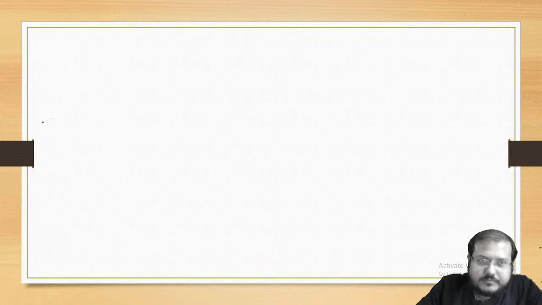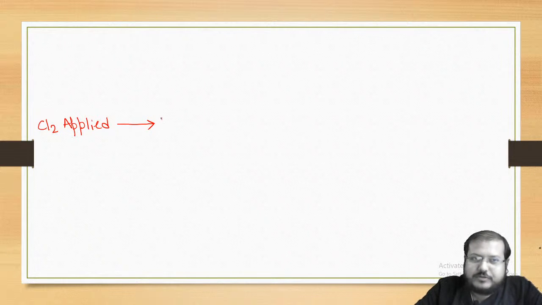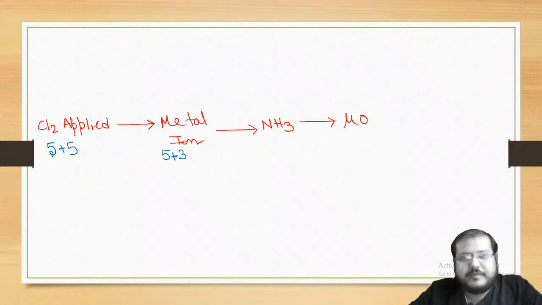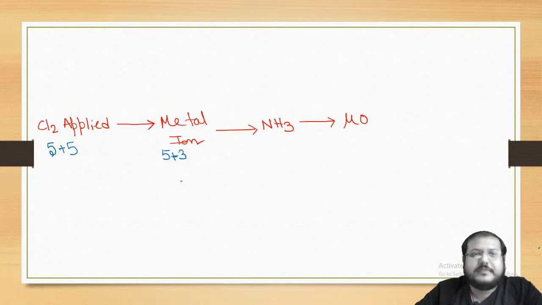So let me give you an example so that you can understand properly. Suppose this is the chlorine applied. When chlorine is applied, first it goes to metal ion, then ammonia, then microorganism. Suppose first you are applying 5. All 5 are consumed by metal ion. You don't know anything, so keep on applying 5. Suppose 3 is consumed and the metal ion is finished from the system. How much is left? 2.